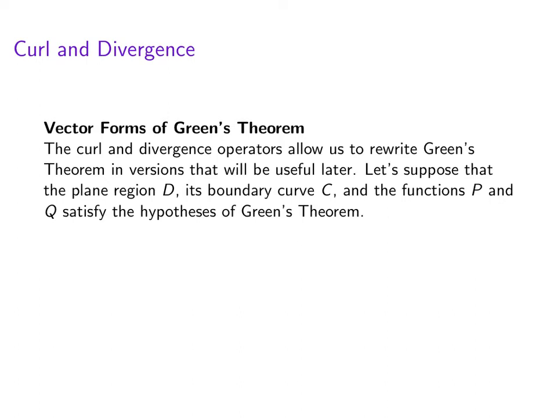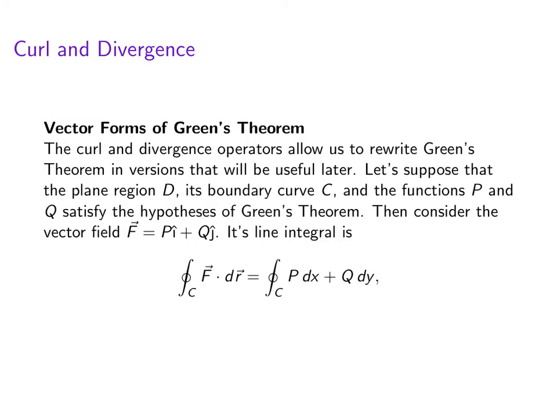Now, let's suppose that we have a plane region D, a boundary curve C, and functions P and Q, all of which satisfy the hypotheses of Green's theorem. And let's create a vector field, F, which has components P and Q. Now remember the line integral of F around the closed curve C, which we can write as the line integral of P dx plus Q dy.